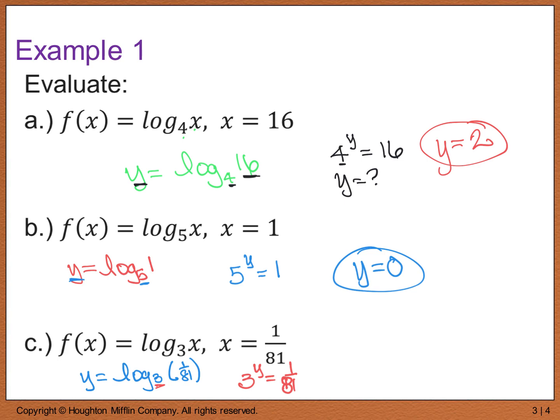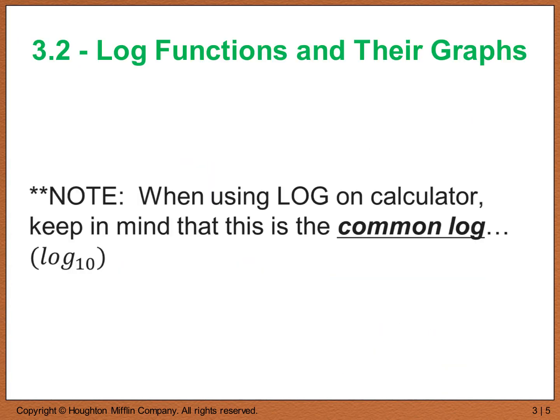So hopefully we know that if I take 3 and I raise it to the 4th power, that's going to give me 81. So if I want it to become the reciprocal, or 1 over 81, then I'm going to have to raise that power to a negative number. So I'd have 3 to the negative 4th equals 1 over 81. So negative 4 is my solution for part C.